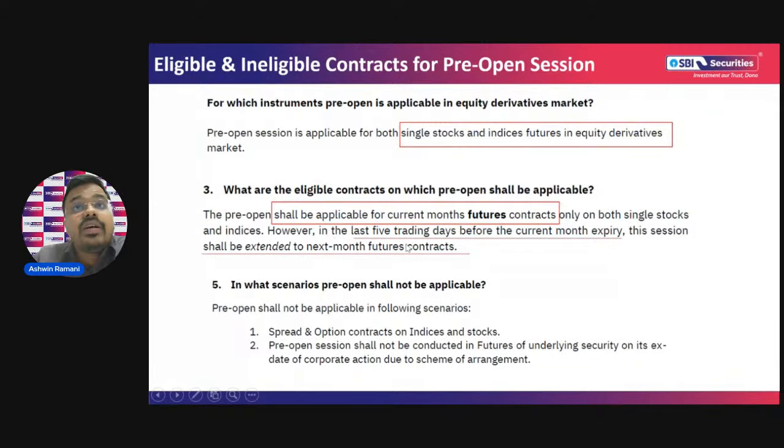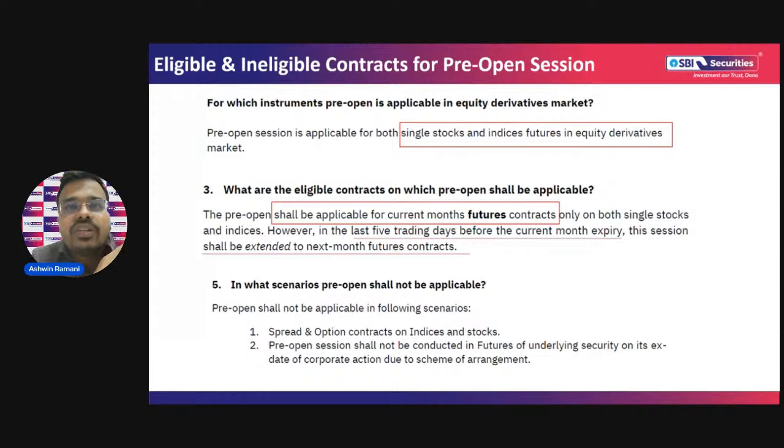However, in the last expiry week, the last five trading days before the current month expiry, when the December expiry happens, 5 days before that, this session shall be extended to the next month futures contracts as well.